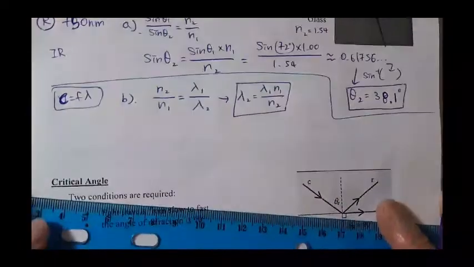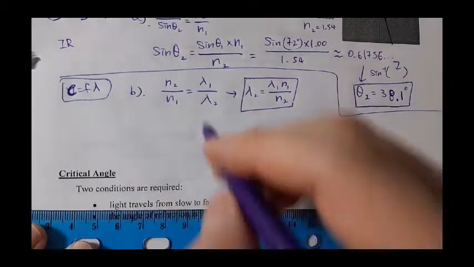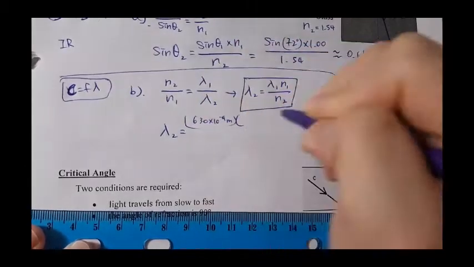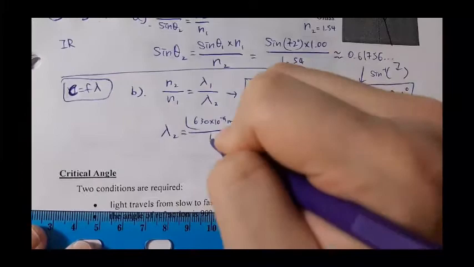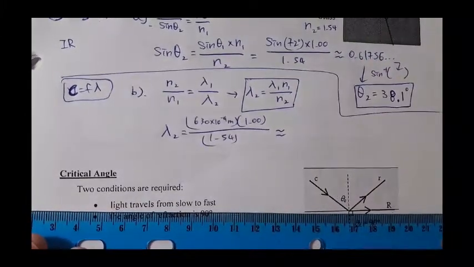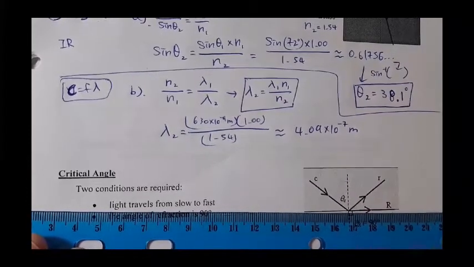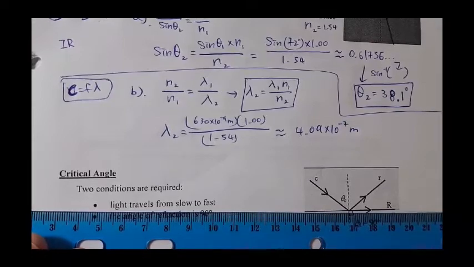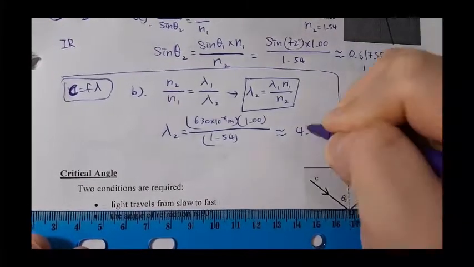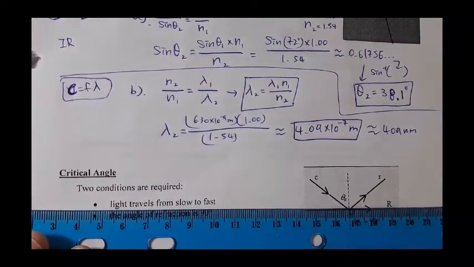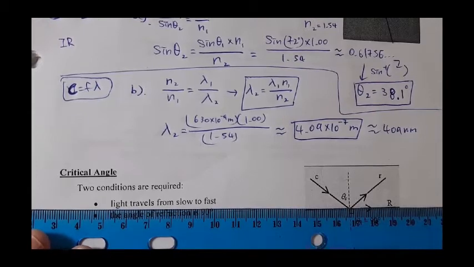And now we are simply putting every value in here. Lambda 1 is 630 times 10 to the power of negative 9 meters, and n1 is 1.00, and n2 is 1.54. It's kind of a pain to move everything around, so I'm just going to punch the numbers in, folks. About 4.09 times 10 to the power of negative 7, which is about 409 nanometers. But we're going to use that 409. It's relatively close to, I think, orange to yellow, somewhere over there. So the EMR spectrum changed a little bit.